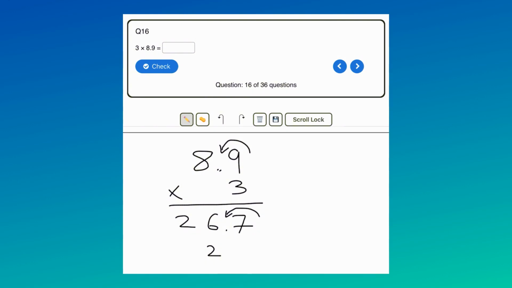I could also think to myself, well, 8.9 is nearly 9. And so I know that 9 times 3 is 27. So I know my answer's got to be nearly 27. The only place the decimal point could actually go is between the 6 and the 7 to make 26.7.